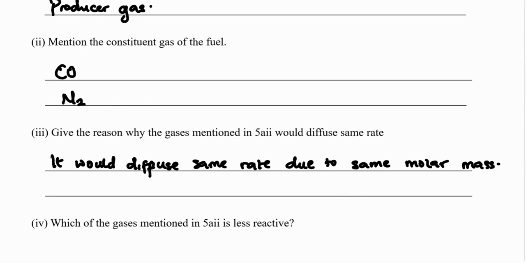Okay, because if you check the molar mass of carbon monoxide, the molar mass of carbon is 12, molar mass of oxygen is 16, 12 plus 16 is 28. Okay, the molar mass of nitrogen is 14. And if we are dealing with two nitrogens, that would be 14 plus 14, also 28. So we can see that they both have the same molar mass. So they would diffuse at same rate. Okay, they have same weight.